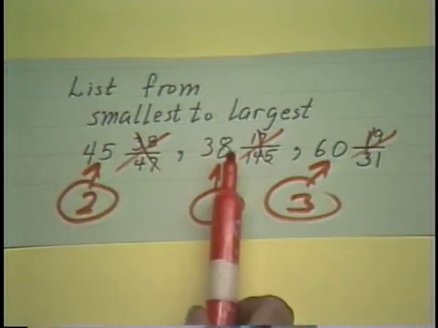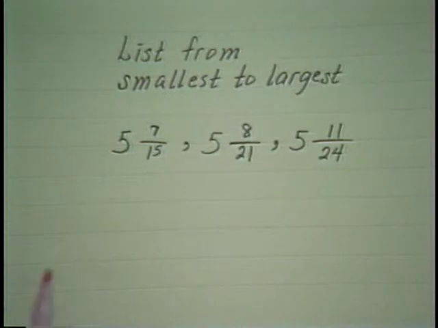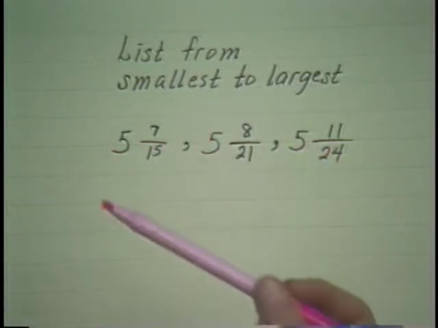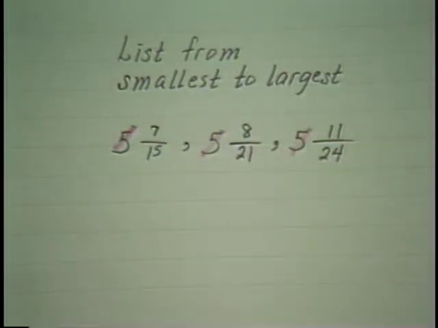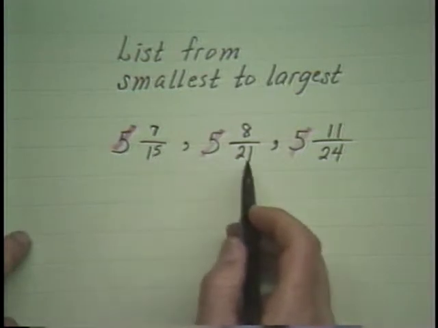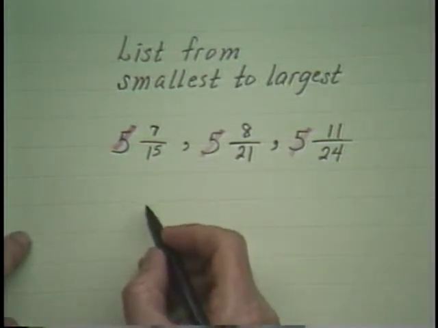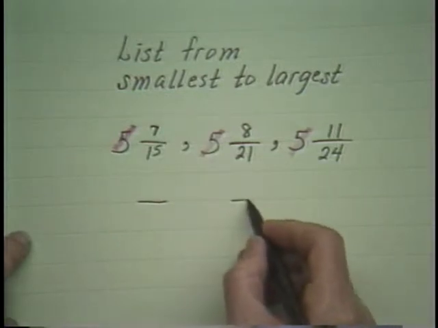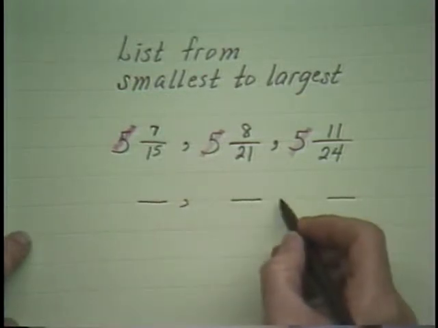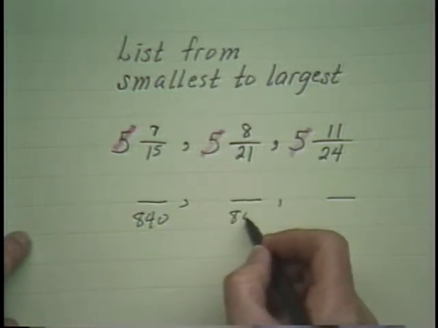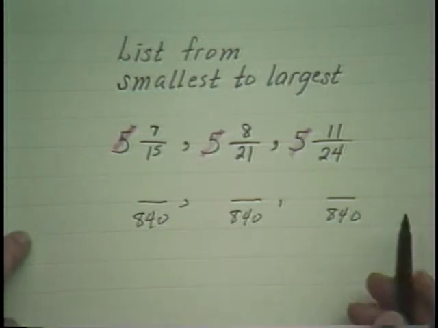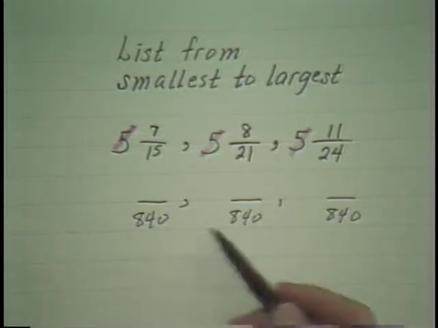But how about if the whole numbers were the same? If we have mixed numbers in which the whole numbers are all the same, then we reverse our focus. We don't look at this, we look only at the fractions. And then we ask, what is the lowest number that 15, 21, and 24 will go into? And if it's messy, we go through a procedure like we just did to find the least common multiple. As it turns out, it's 840. It was fairly messy, and I did it on scratch paper just a moment ago.